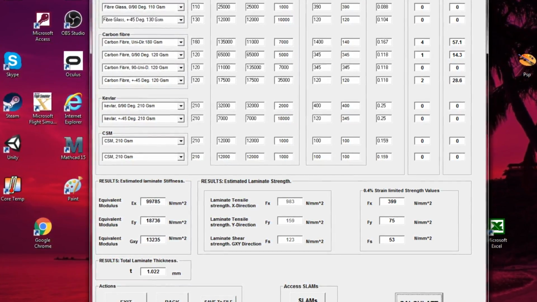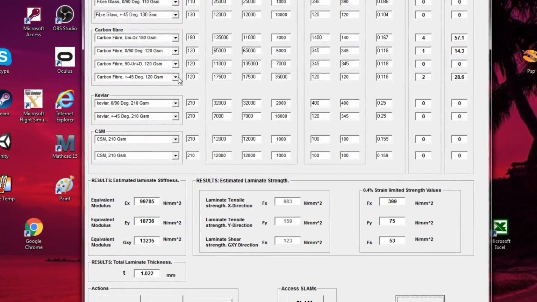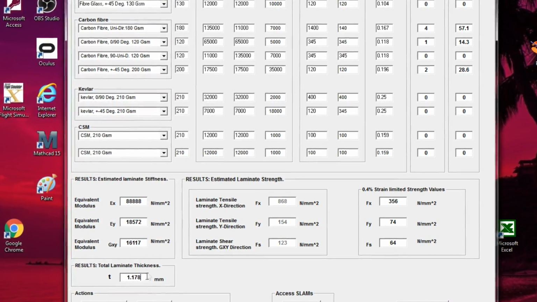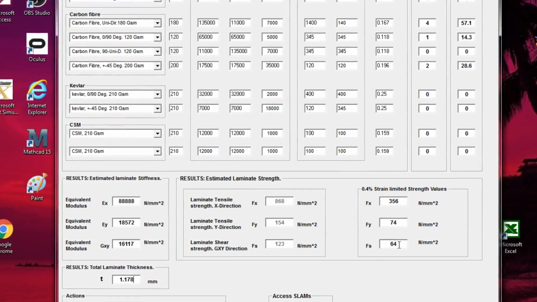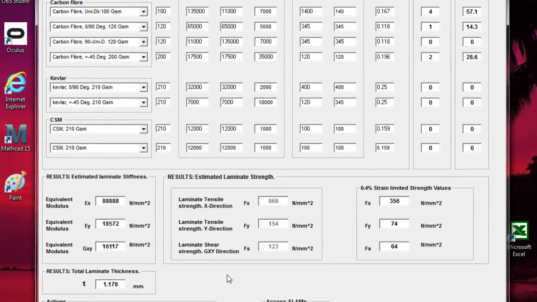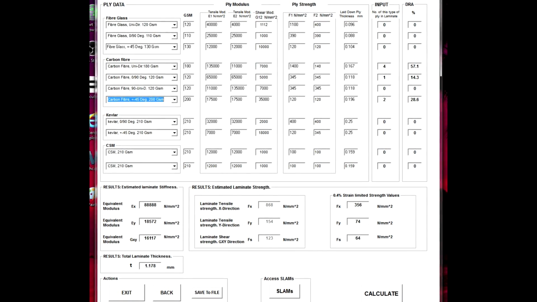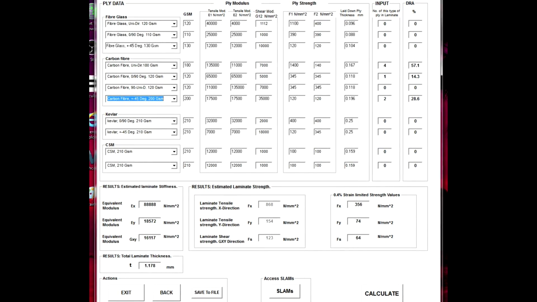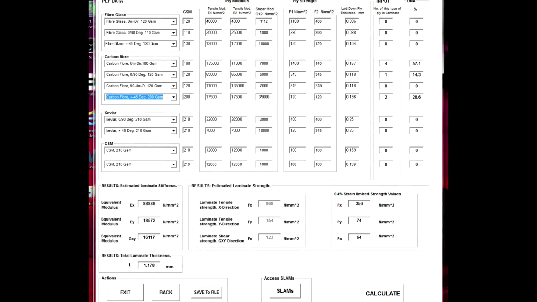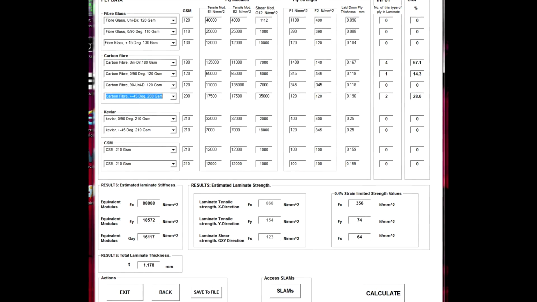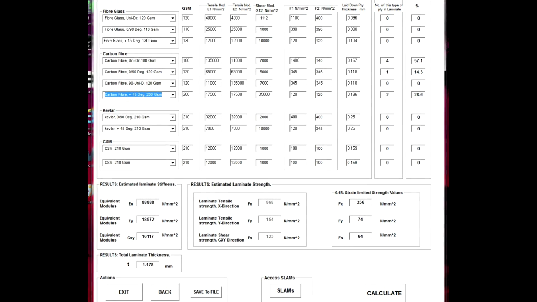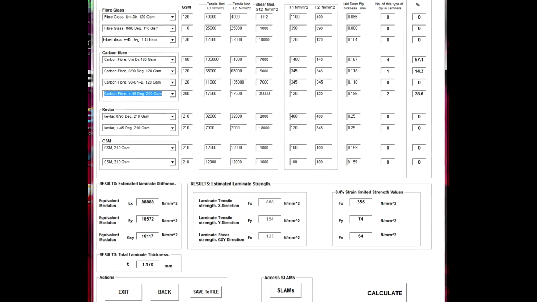There is a decrease in the Young's equivalent modulus in the x direction, EXM, to 88,888 newtons per millimetre squared. Previously this value was 99,785 newtons per millimetre squared. There's a decrease in the Young's equivalent modulus in the y direction, EYM, to 18,572 newtons per millimetre squared. Previously this value was 18,736 newtons per millimetre squared. An increase occurs of Young's equivalent shear modulus in the xy plane, GXY, to 16,170 newtons per millimetre squared. Previously this was 13,235 newtons per millimetre squared.